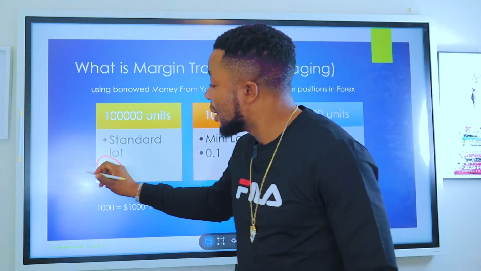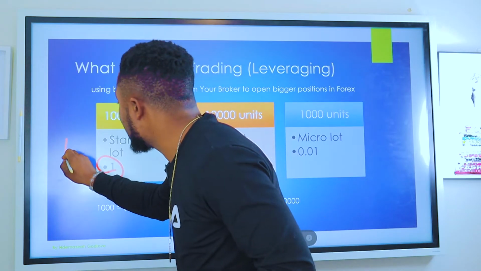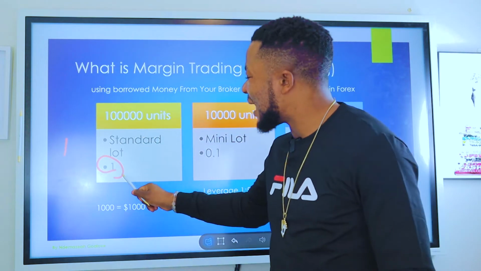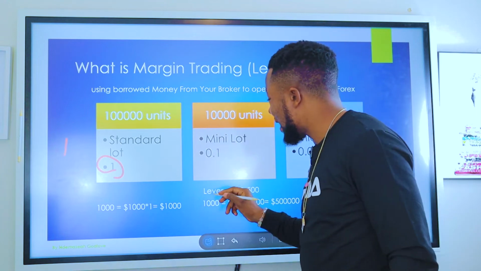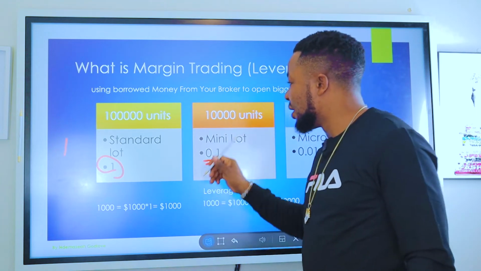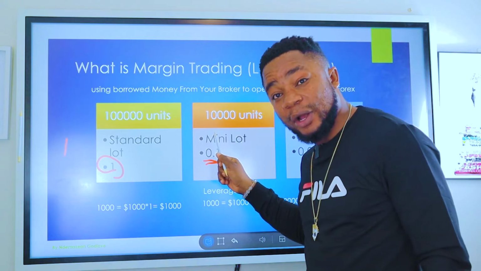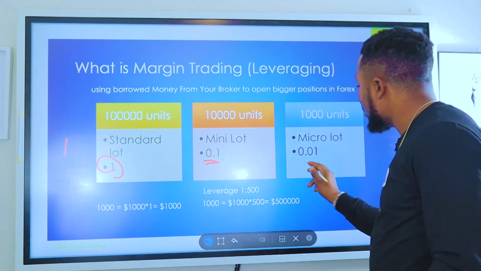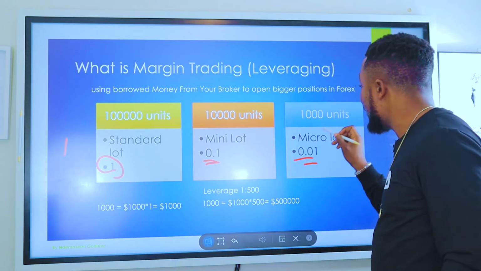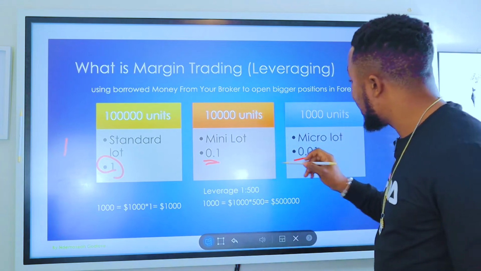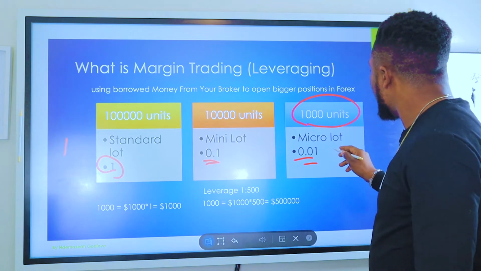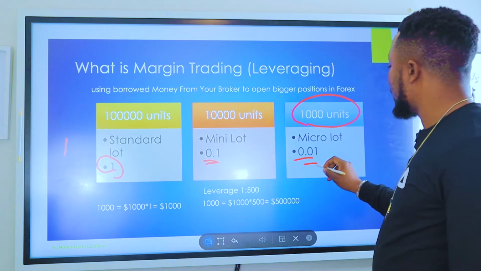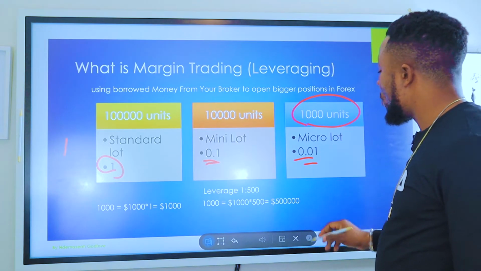For you to open your MT4 and use a lot size of 1, you need at least $100,000. For a lot size of 0.1, you need at least $10,000 in your account. And for a lot size of 0.01, which is the micro lot, you need at least a $1,000 account.